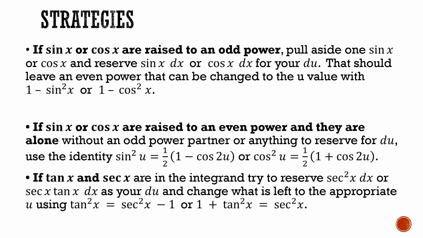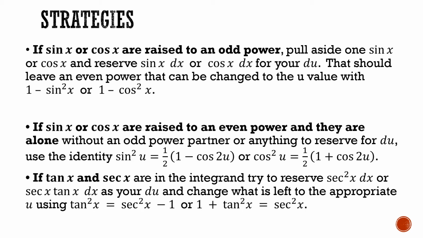So basically, let's say I had sine to the 5th. I would set aside one of those sines, which would leave me sine to the 4th. And then that sine to the 4th, I would use trig identities to substitute out, specifically the Pythagorean identity, so that I can change it from sine to cosine or cosine to sine.